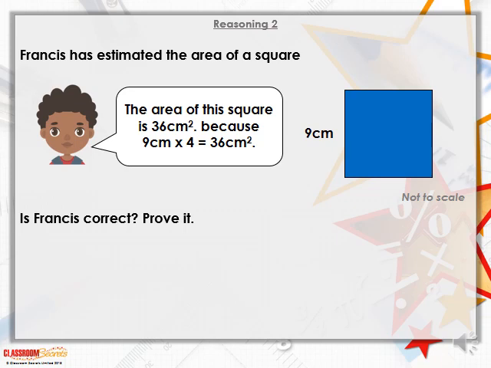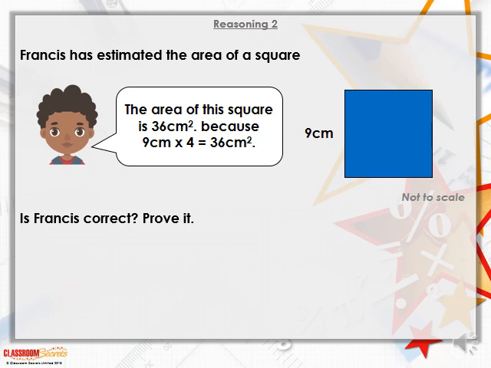Okay, so let's have a look at this question. Francis has estimated the area of a square. He said, the area of this square is 36 centimetres squared because 9 centimetres times by 4 equals 36 centimetres squared. Is Francis correct? What do you think?